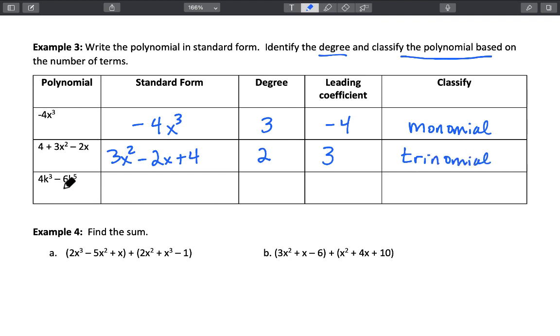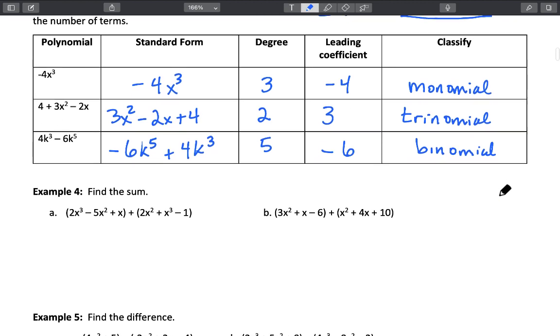All right, our next example here, we have 4k cubed minus 6k to the 5th. So writing this in highest exponent first gives us negative 6k to the 5th plus 4k cubed. The degree of this binomial, there's 2 terms here, is going to be degree 5 because that's the highest term degree. Its leading coefficient is negative 6, and we said this has 2 terms, so it's a binomial.